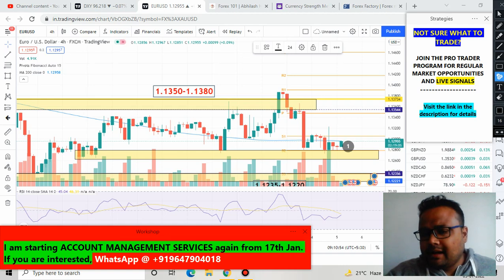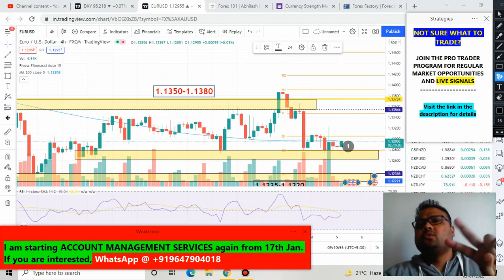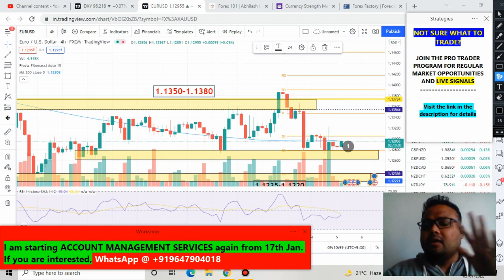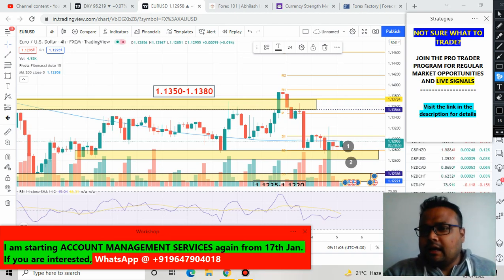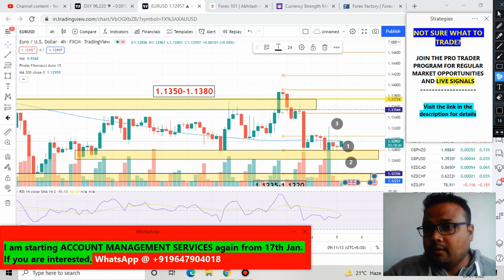If you want to take a buy, you can buy for a risk to reward ratio of 1:1. Personally I will not buy. In case the market breaks the support level of 1.1260, you can take a sell, not below this. If the market goes up and reverses from the 1.3200 level, you can take a sell as well, from this particular level. And the fourth level is this.